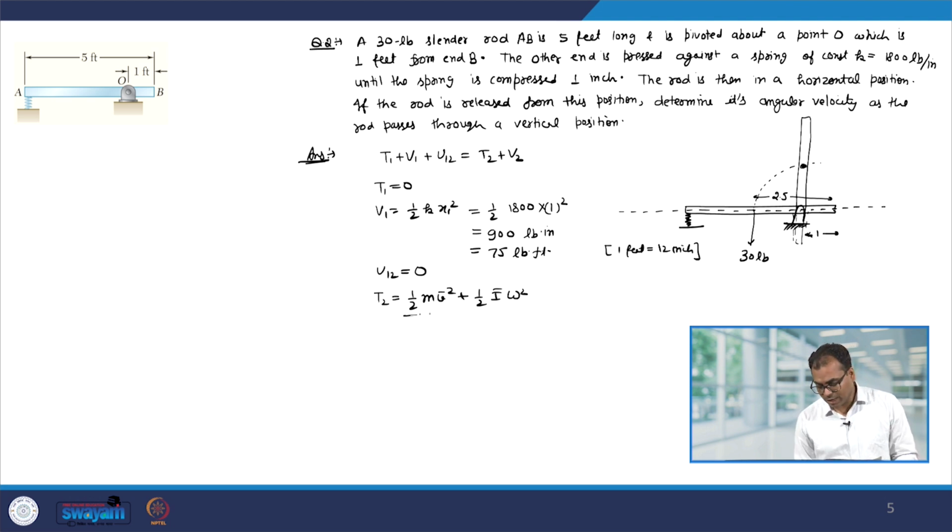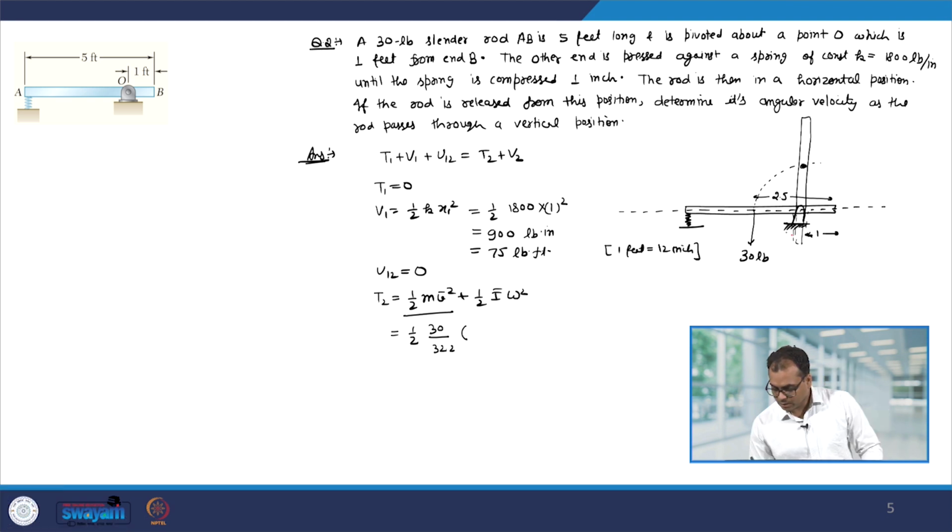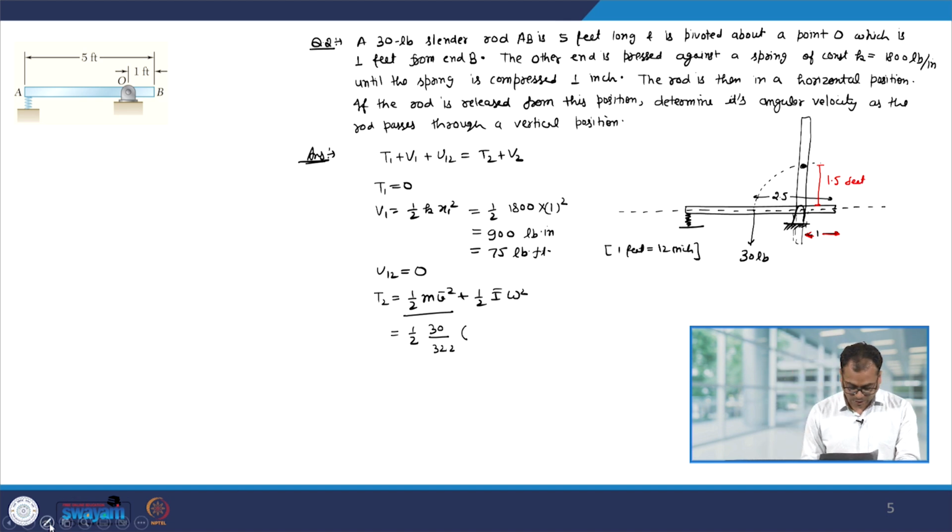Now, let us find out half m v square. So, that will be half, mass is weight divided by the gravitational constant, and the weight is 30 pound divided by g. G is 32.2 feet per second square. So, this is my mass into V, V is equal to R omega. Now, let us look at R. So, note that this length is 1, this is 2.5, therefore, from here to here it will be 1.5 feet. So, that is our R.